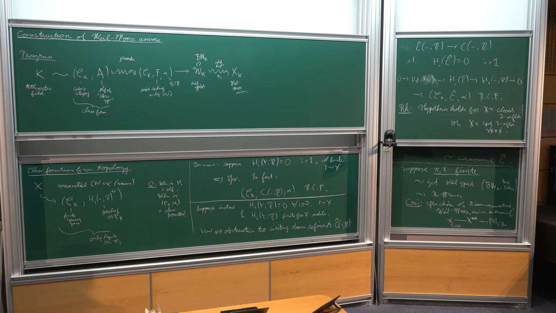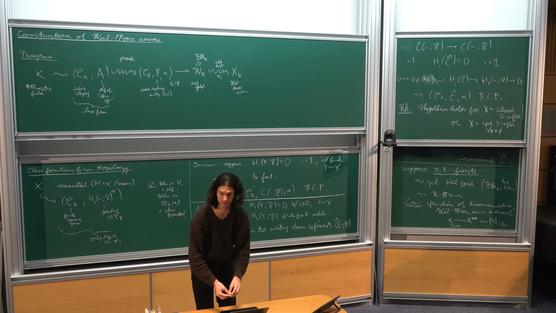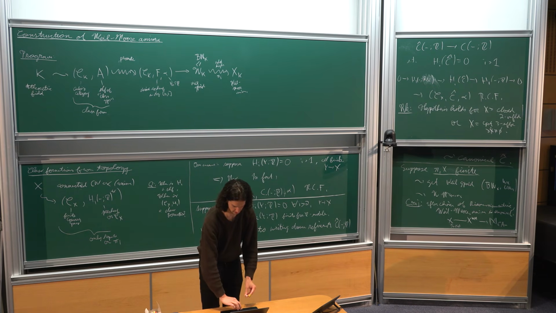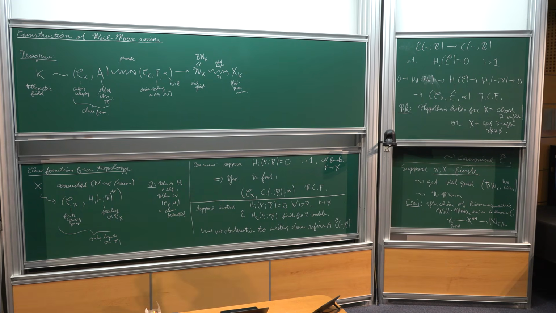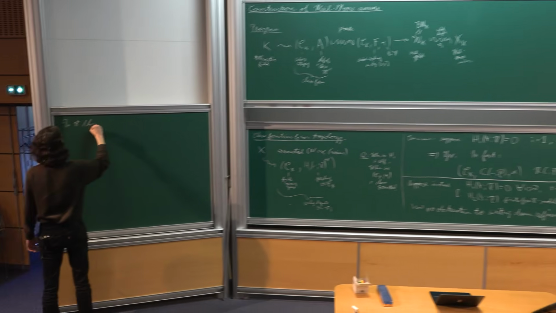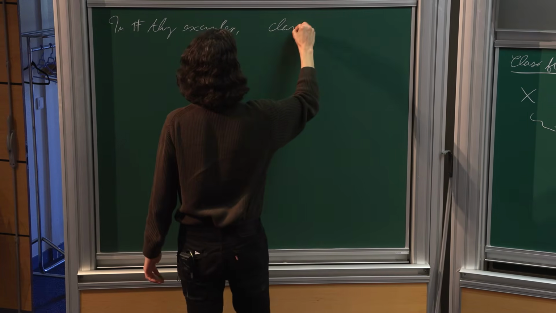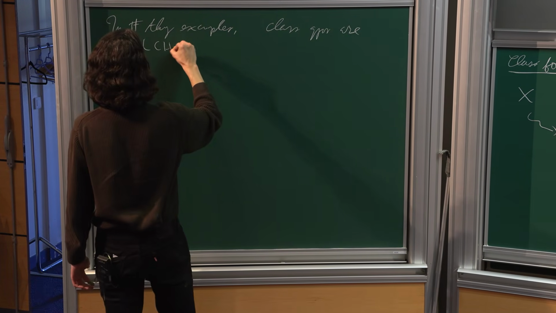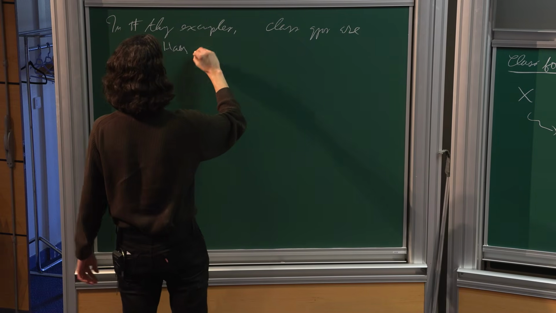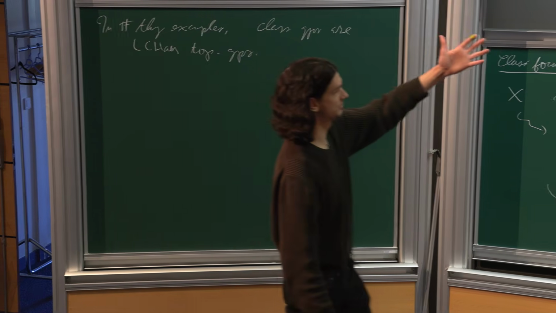But let's move on unless there are questions. Okay, so in the number theory examples, the class groups are locally compact Hausdorff groups. And they're almost compact. And we're going to want to remember that structure.